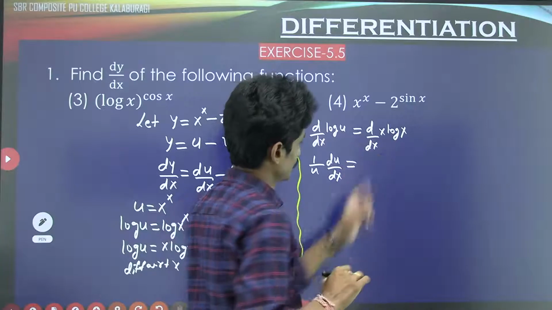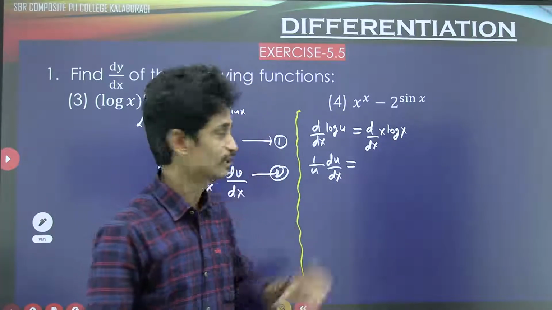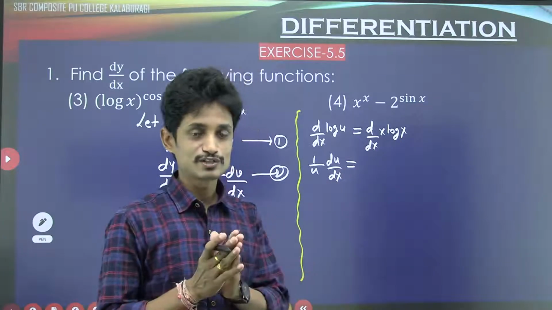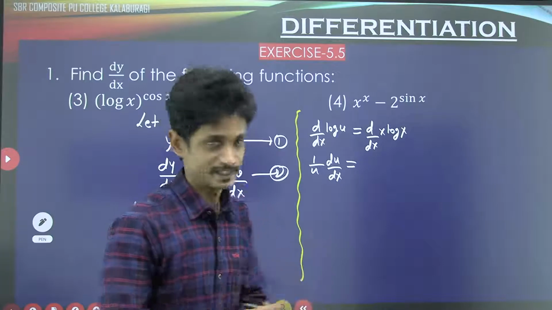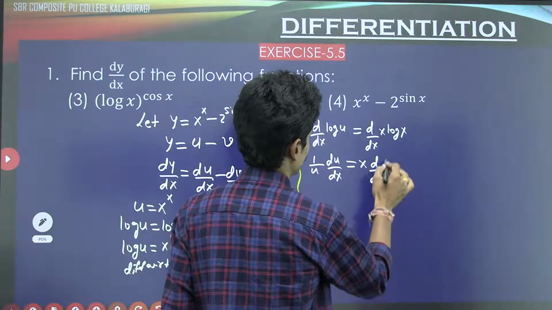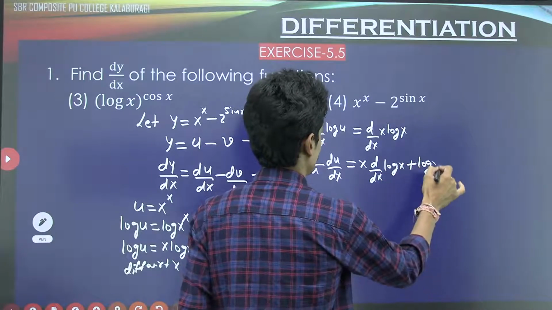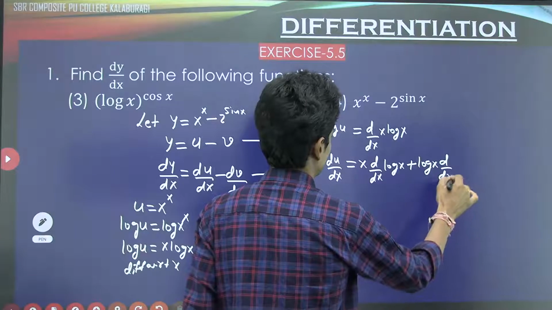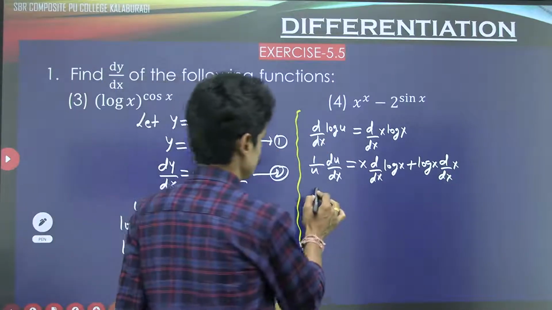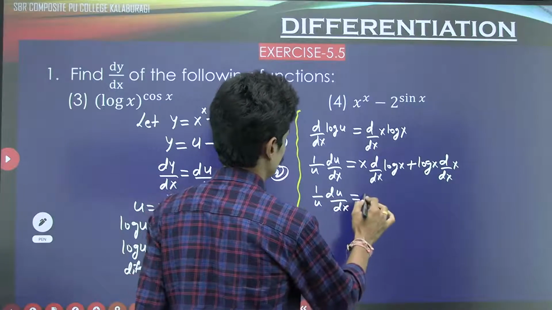And how to differentiate x log x? Total 2 functions we have. Product of 2 functions: x will be algebraic, log will be logarithmic function. 2 function product means product rule we can take. First function I'll write x as it is, d divided by dx of log x, plus this log x we write as it is, d divided by dx of x. Right? Next, 1 divided by u, du divided by dx equal to x.